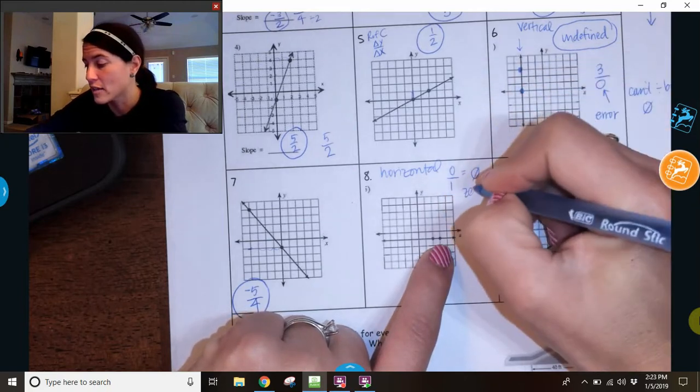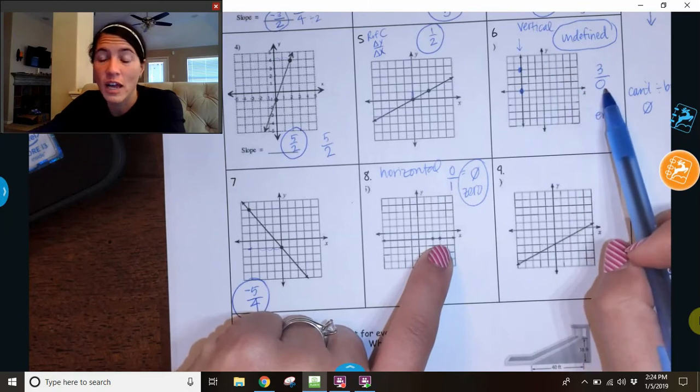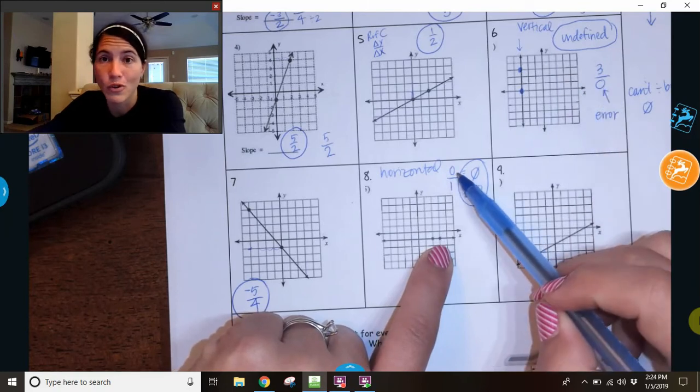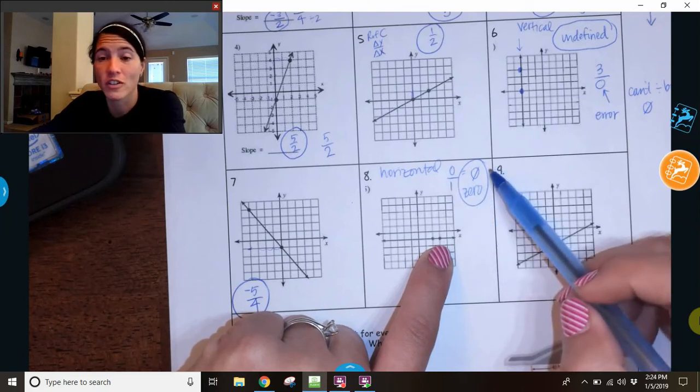So this is a 0 slope. Do you see the difference? This one, the vertical line, the 0 is in the denominator. You cannot divide by 0. But if 0 is in your numerator and you divide by 1 or 2 or whatever, then you're still going to come out with 0.